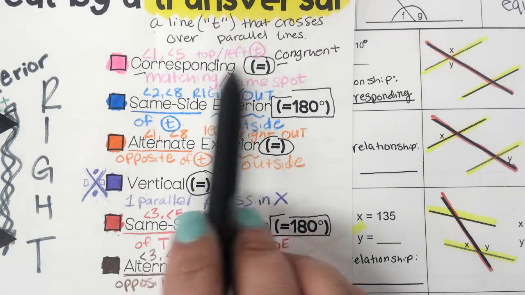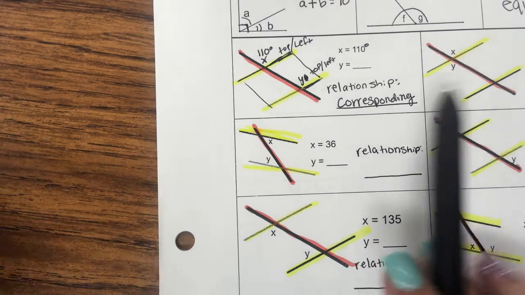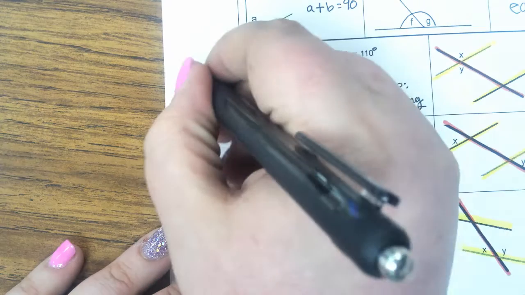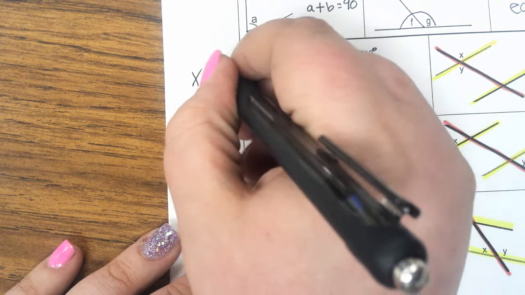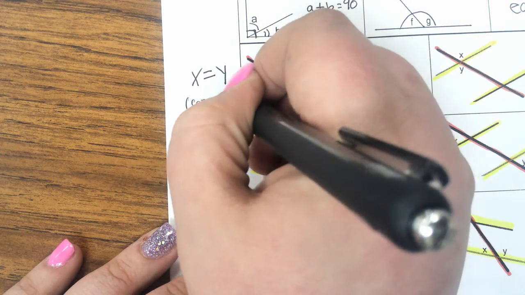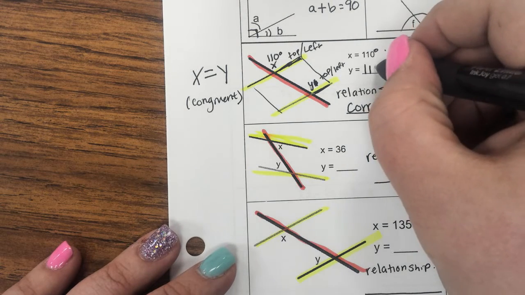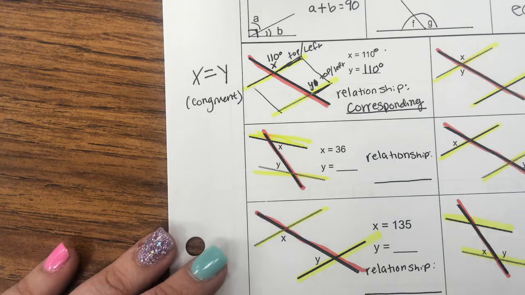Corresponding angles are equal to each other, or congruent. So since they're corresponding, I know that X is equal to Y because they're congruent. So if X is 110 degrees, that means Y is also 110 degrees.